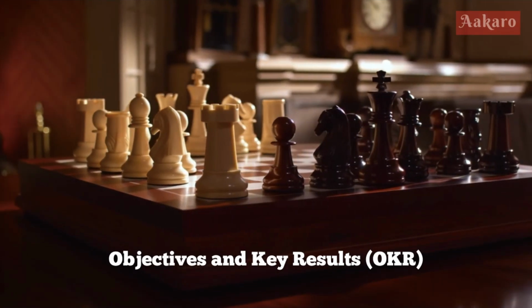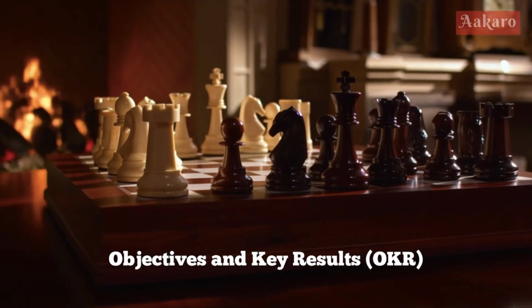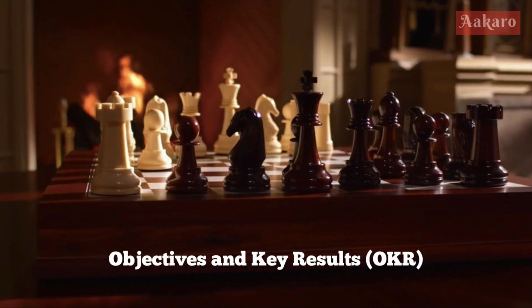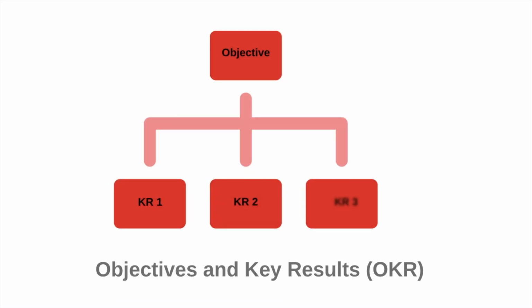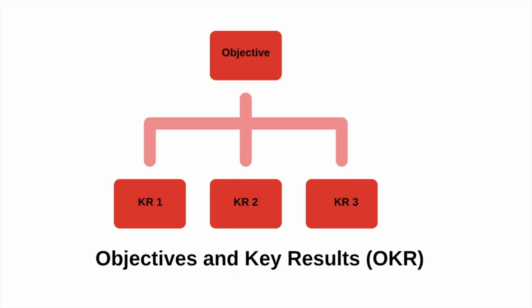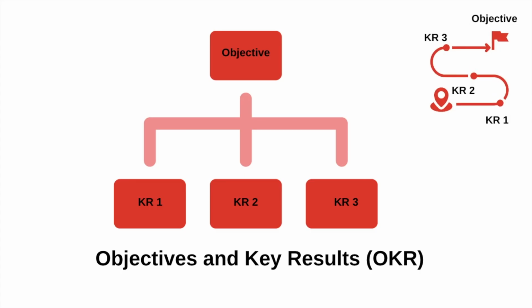Let's move to a powerful framework that helps companies turn ambition into measurable results. It's called OKR, Objectives and Key Results. In OKR, each objective is typically supported by 2 to 5 key results. Think of the objective as your destination on a map. It's qualitative, it's inspirational, and it answers the question, where do we want to go?